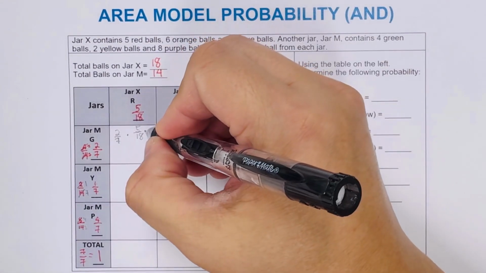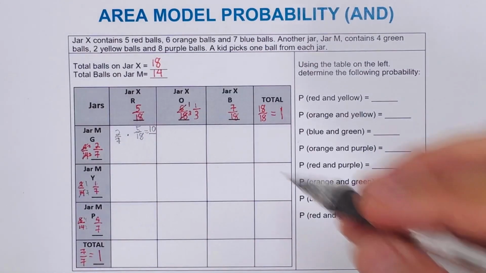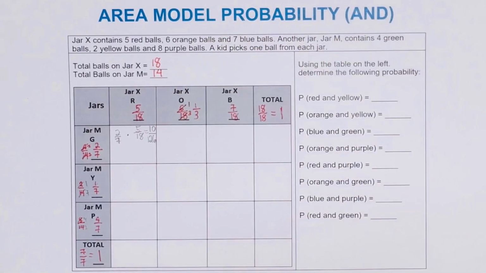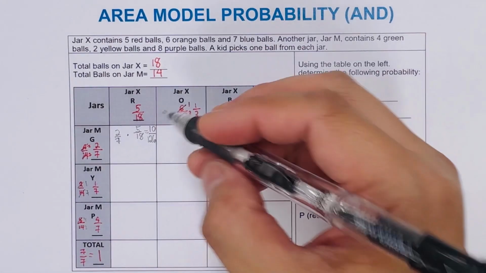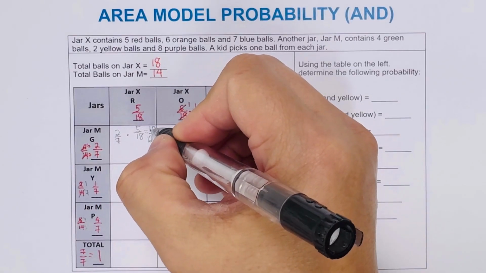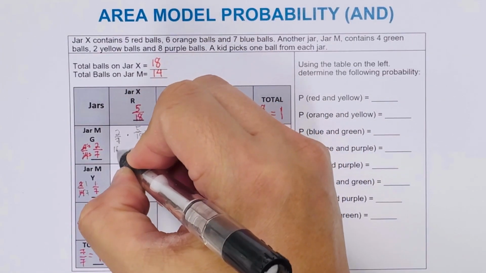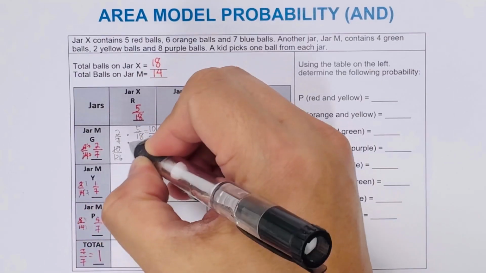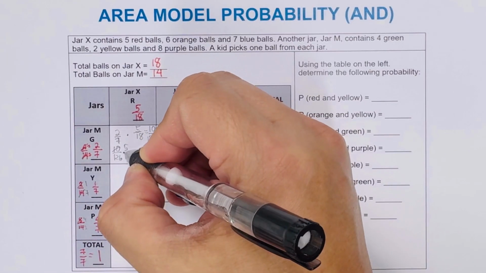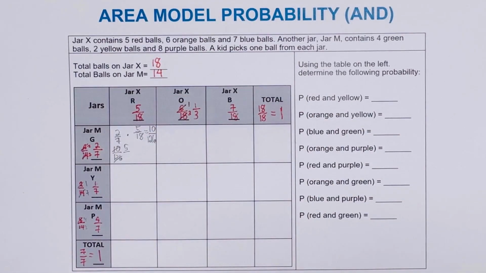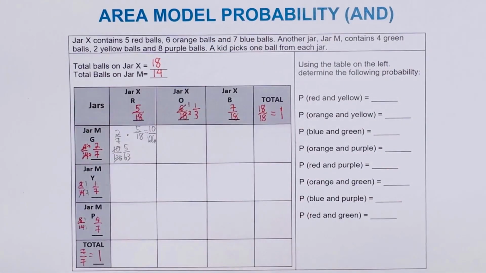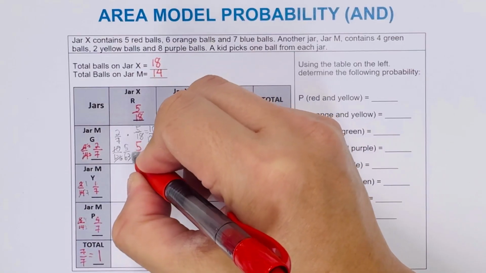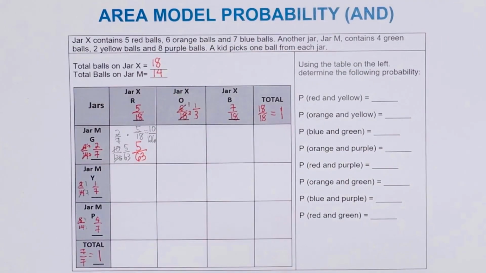So this comes out to 10 over 126. Can we reduce this to lowest terms? This goes by 2. So that's 10 over 126. There are 5 2's in 10, and 126 divided by 2 is 63. So the answer for this spot here is 5 over 63. So I just showed the work for that part right there.